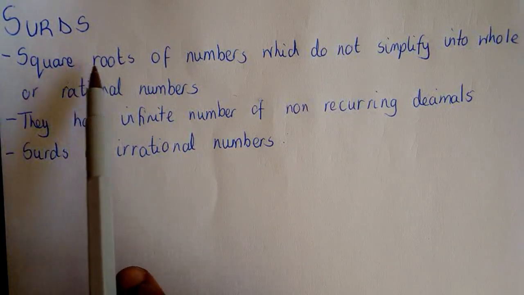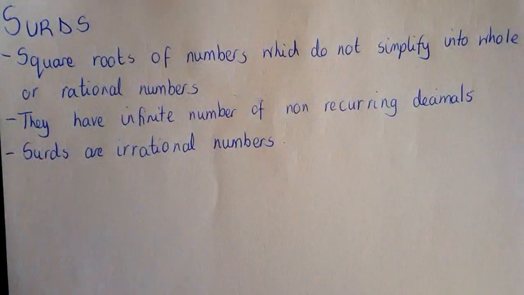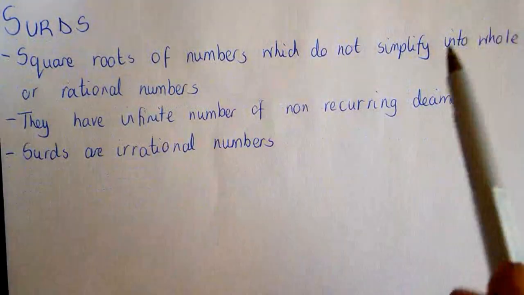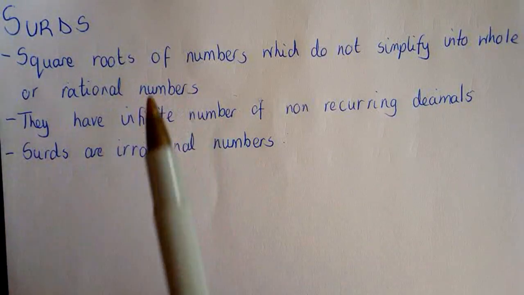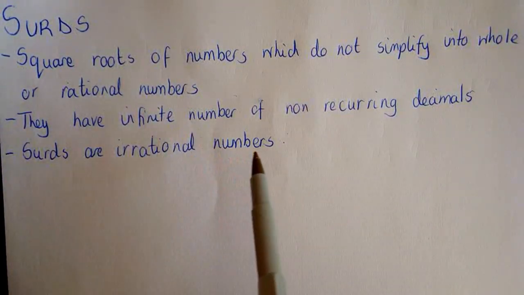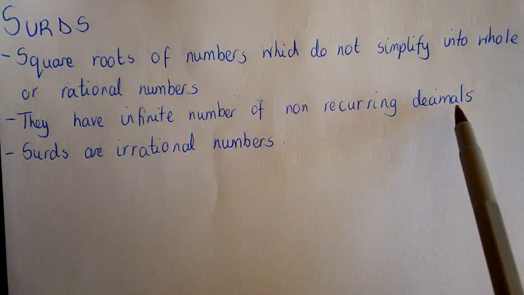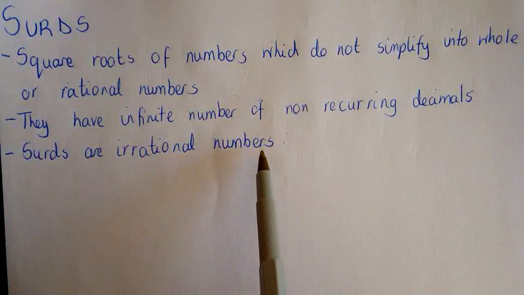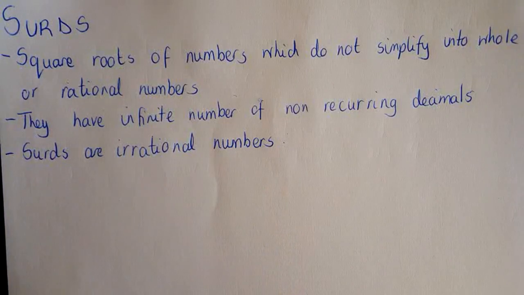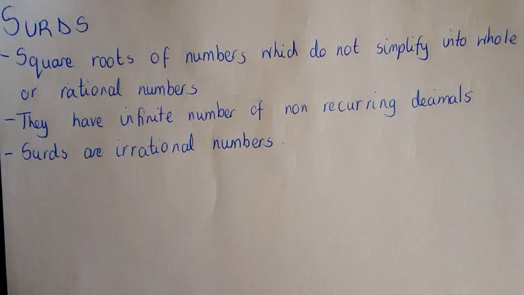Surds are square roots of numbers which do not simplify into whole or rational numbers. They have an infinite number of non-recurring decimals. Therefore, surds are irrational numbers. You can watch my video on rational and irrational numbers made easy from my YouTube channel first.